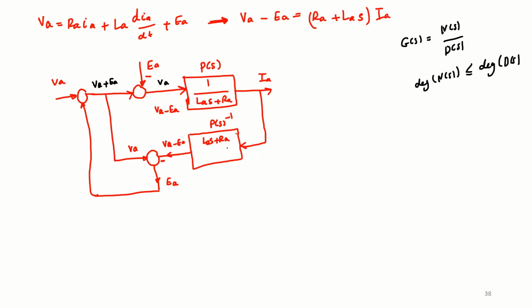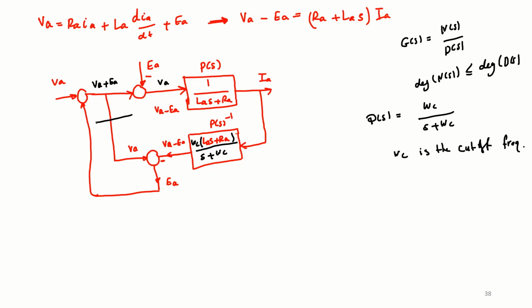Someone will say, the first thing, I need to realize this transfer function, so I will multiply it by something that will only modify the transient but not the steady state. So I will use a low pass filter. Here I will multiply it by omega c over s plus omega c. So here I'm using a filter, Q of S, which equals omega C over S plus omega C, and omega C is the cutoff frequency. And in order to maintain the signal, I will also multiply here with the same filter, omega c over s plus omega c.